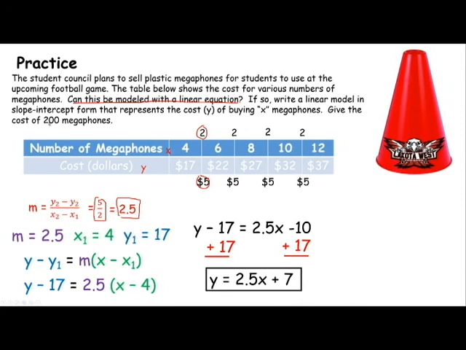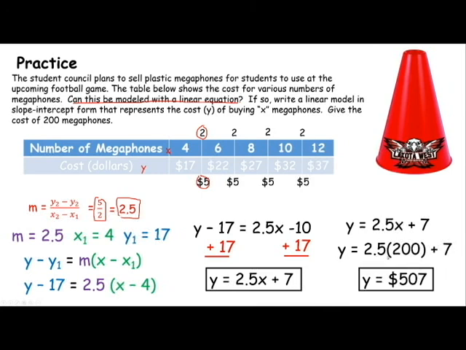Knowing this, it says give the cost of 200 megaphones. Remember, the number of megaphones is our x, so I'm just going to take my initial pattern, plug the 200 in so I can solve for this specific cost, and it comes out as 2.5 times 200 is 500, plus 7 is $507. Again, the idea here is to give you an example of when the point-slope formula becomes very helpful for us. Notice we were not given a y-intercept, but we were given lots of points. We use those to find the slope, take the slope and any of those points, and we can find our equation. That's all I have for today.